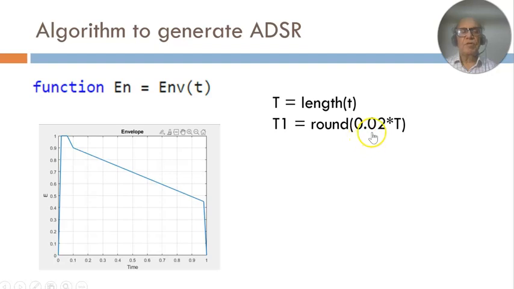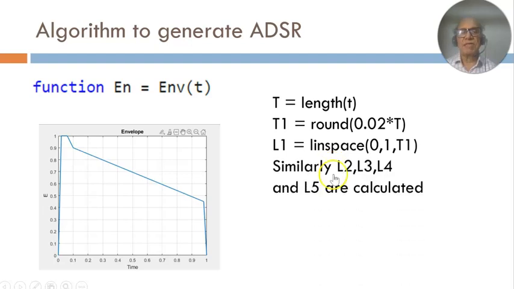Then you want to generate 2% of this. So 0.02 multiplied by the length of T. But since you want an integer, you round this. So this will give you the number of samples which correspond to 2% of the total number of samples that you have got. So once you have this, then you can generate the first line. So L1 will be linspace starting from 0 going to 1, and how many samples? T1, which is calculated from here, that is 2% of the total number of samples.